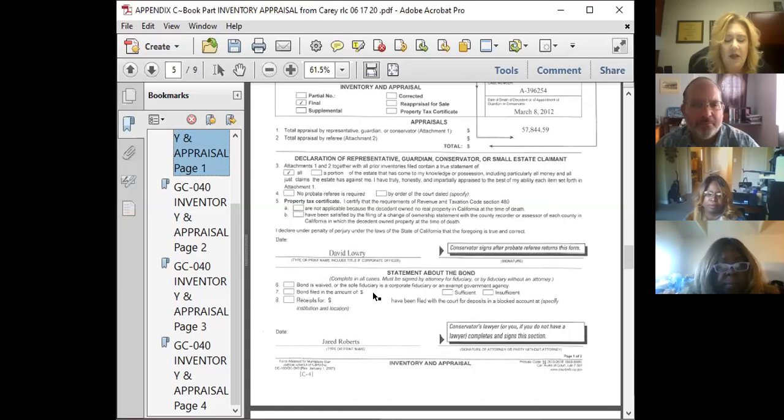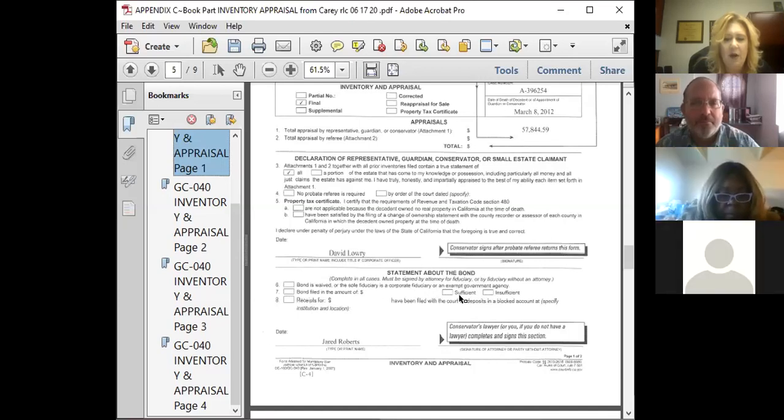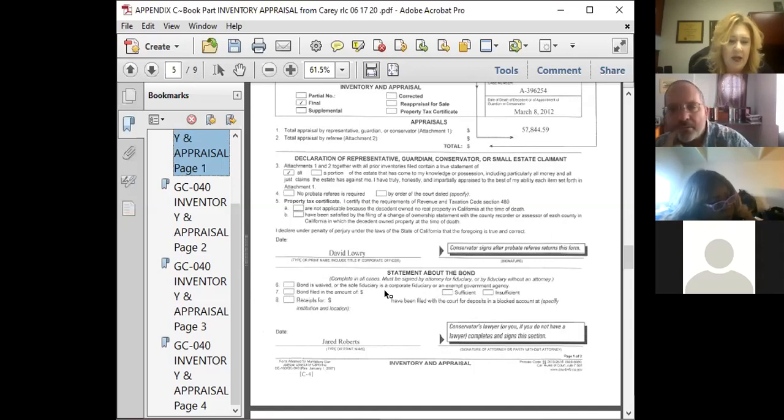Your bond is only $30,000. Insufficient. Which one would you mark? Insufficient. Correct. Good job, Leslie. So you would tell the judge, I realize that I have a bond for $30,000. I do have cash of almost $60,000. I believe it's insufficient. And we let the judge determine whether he asks you to increase the bond or he says he's okay with just that bond amount.